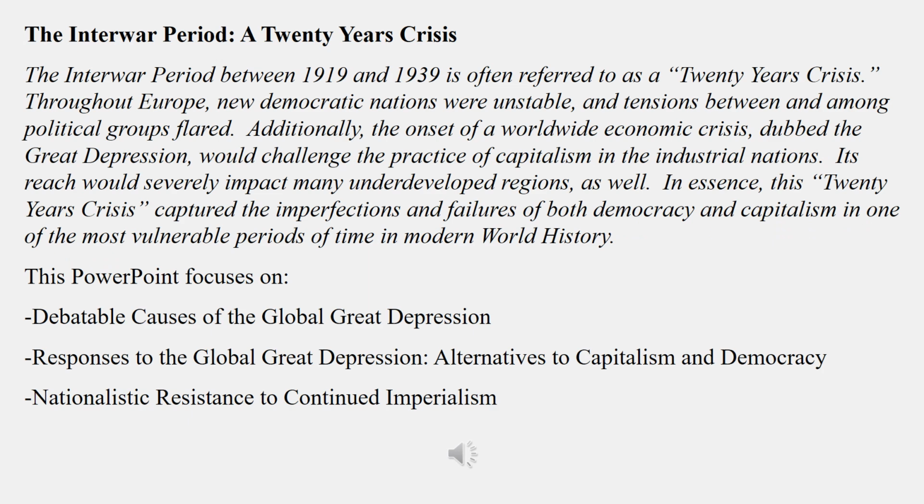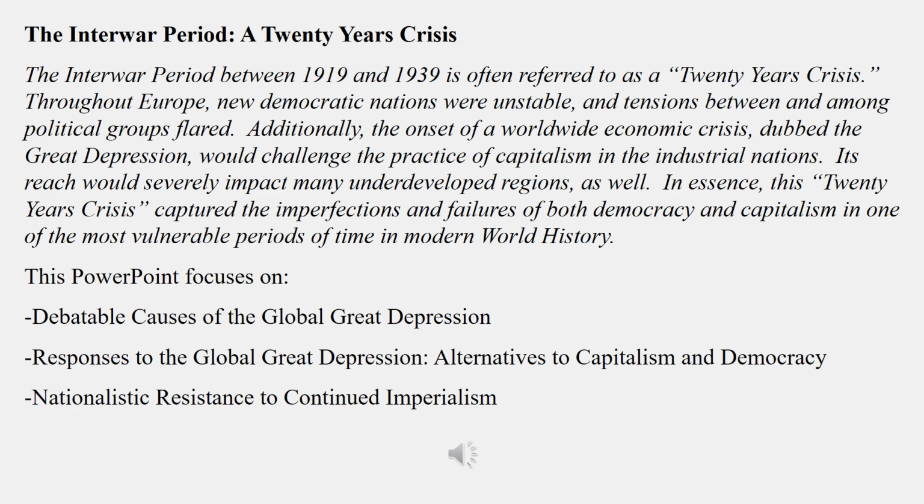The interwar period between 1919 and 1939 is often referred to as a 20 years crisis. Throughout Europe, new democratic nations were unstable, and tensions between and among political groups flared. Additionally, the onset of a worldwide economic crisis, dubbed the Great Depression, would challenge the practice of capitalism in the industrial nations. Its reach would severely impact many underdeveloped regions as well.